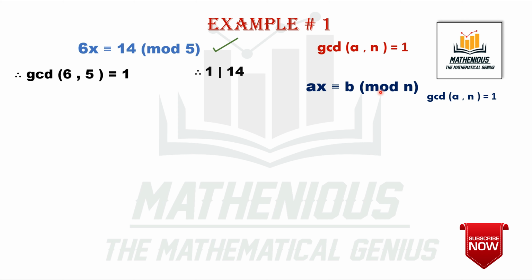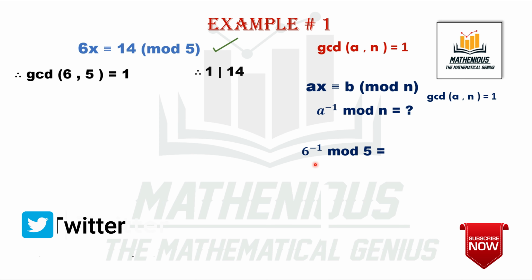The trick is this: simply evaluate a inverse mod n. How can we find the values of a and n? Just take your given congruence and compare it with ax is congruent to b modulo n. Simply compare both congruences and you will find the values of a and n. So by comparing, we find that a is equal to 6 and n is equal to 5. Simply calculate 6 inverse mod 5.